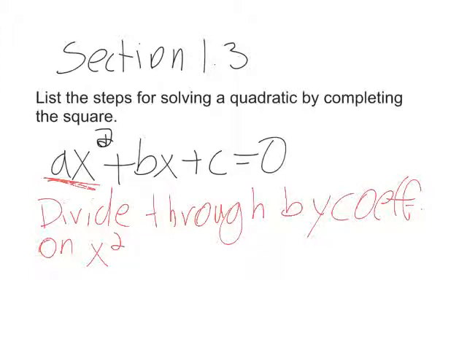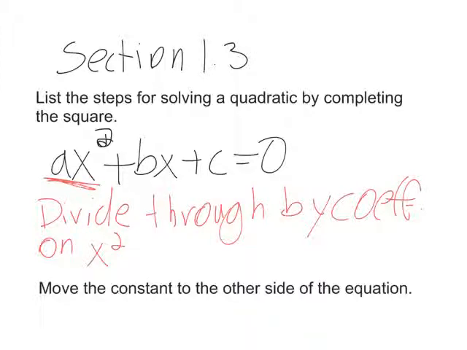okay? Once you get that done, the next thing that you're going to do, I thought it'd be better to type that one instead of writing it since my handwriting is so bad on this particular app. You want to move the constant to the other side of the equation, okay? So whatever your constant is, if you had to divide through by A, you'll have c over a, there is your constant. You're going to add that or subtract it to both sides to move it, okay? So that at this point, all you've got on one side is an x squared and an x term, and then on the other side, you'll have a constant, okay? Now, on to your next step.